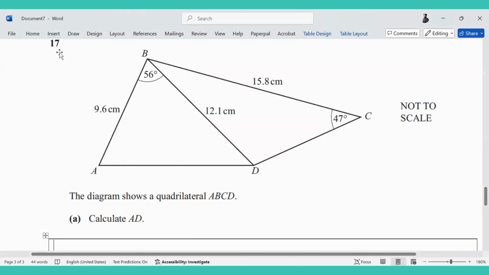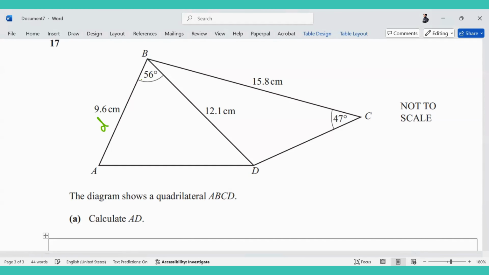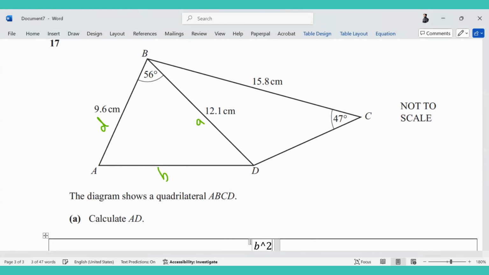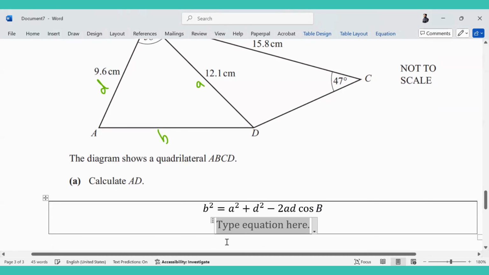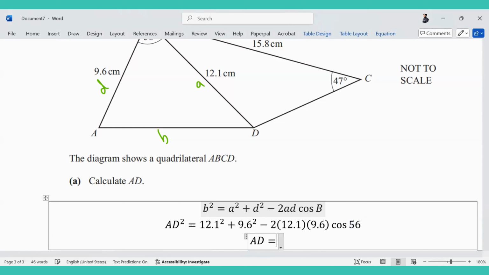So I'll be using cosine rule. How will I label the sides? If this is D, the side in front of D is D. If this is B, the side in front of B is B. And this is A. So I'll be focusing on triangle ABD. I'll use the cosine rule to find the length B, minus 2AD cos B. The cosine rule will be provided. So AD squared is 12.1 squared plus 9.6 squared minus 2 into 12.1 into 9.6 cos 56. I don't need to use the calculator at this moment.